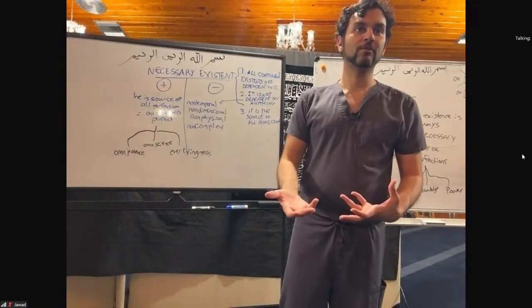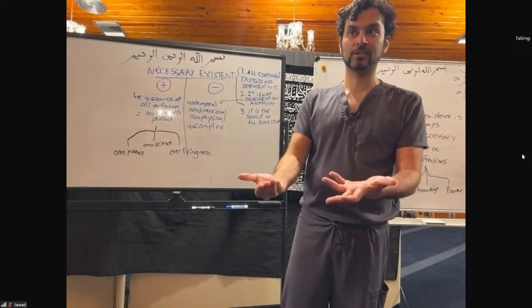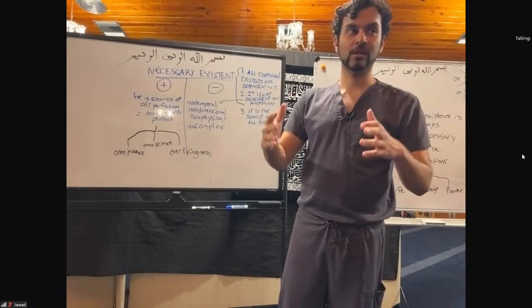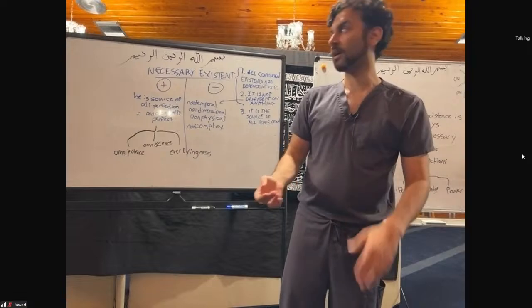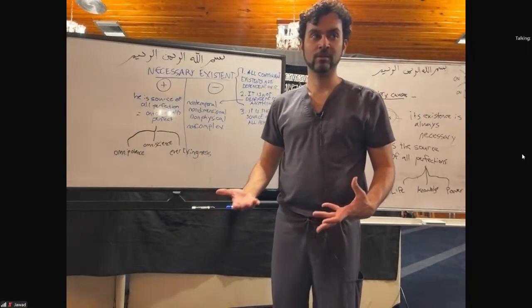Human beings have limited forms of power, but in God, since He's the source of all ontological perfection, whatever He decides comes to be, right? Because He's the necessary existent. There's no contingency whatsoever that surrounds His will, right?